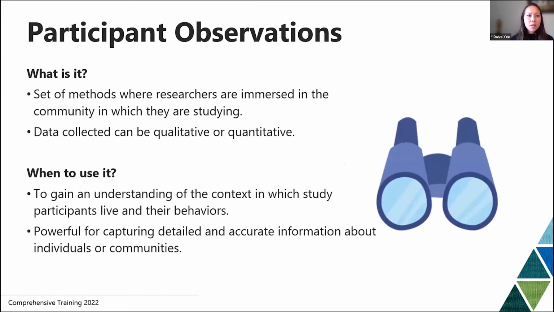Next slide, please. Participant observations. So I'm not sure if I saw any of these in the polling, but these are methods where a researcher is immersed in a community which they're studying, and they're observing that community and just writing down what they see and what they hear. These data can be qualitative or quantitative. And you'll use them when you want to gain an understanding of the context in which study participants live and their behaviors. And they're really powerful for capturing detailed and accurate information about individuals or communities. Because what we know is that what people say is often not exactly what they do. It can be very different. And so we can hear what people are saying that they're doing.